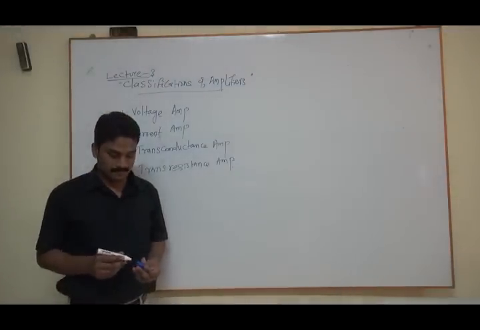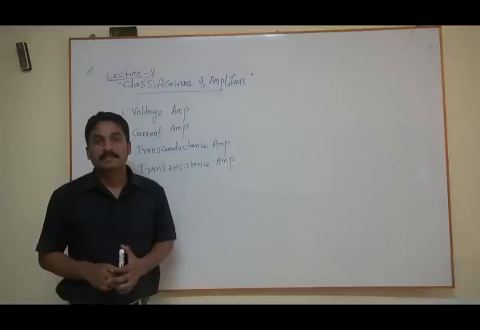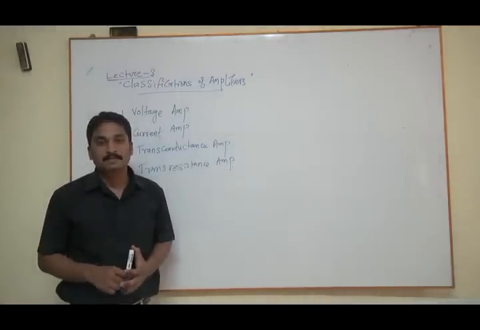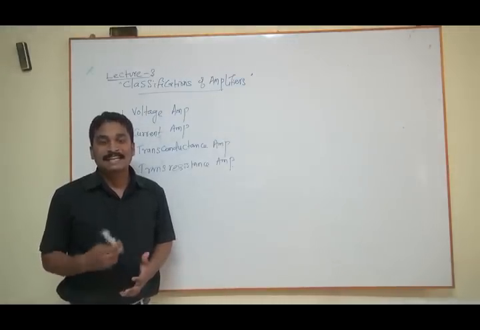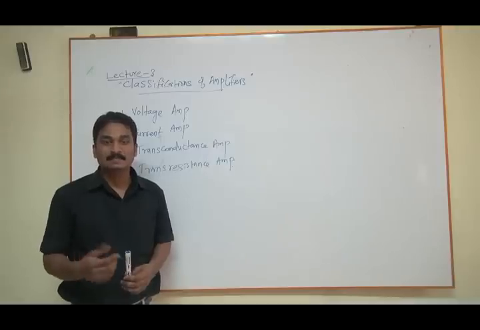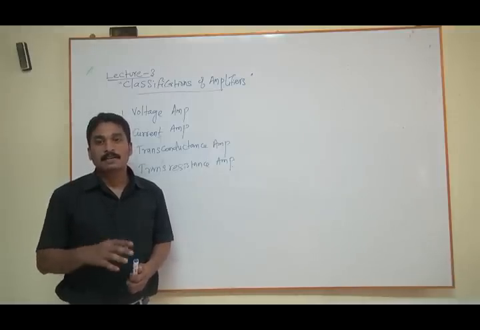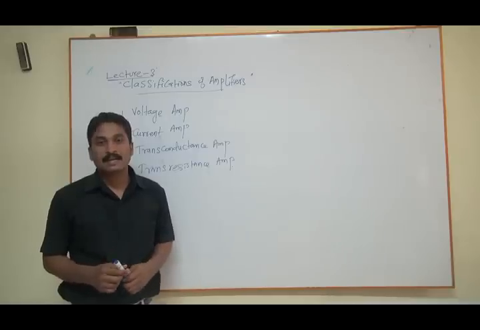Hello everyone. In the last lecture we discussed effects of negative feedback. One can use negative feedback to reduce distortion and noise. Not only this, but also one can increase the bandwidth, increase the gain stability, and modify the input and output impedance of an amplifier. So we discussed these advantages in detail in the last lecture.